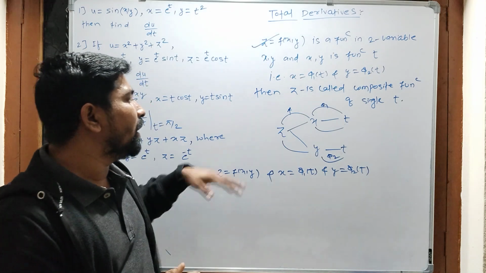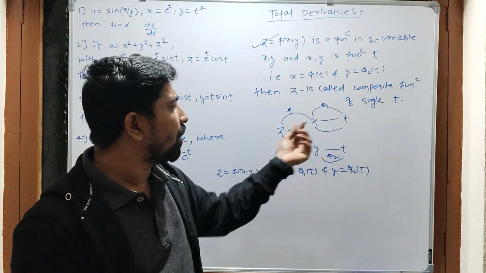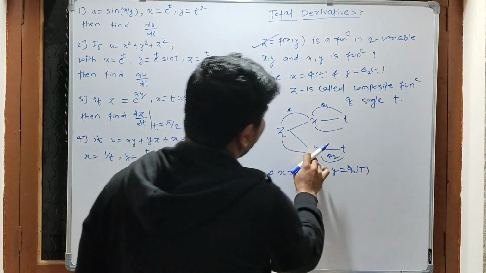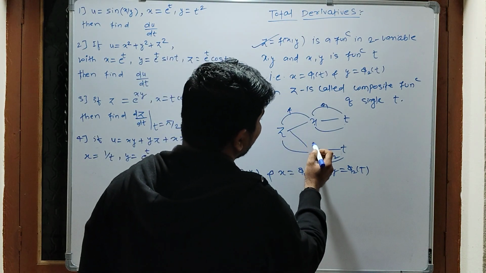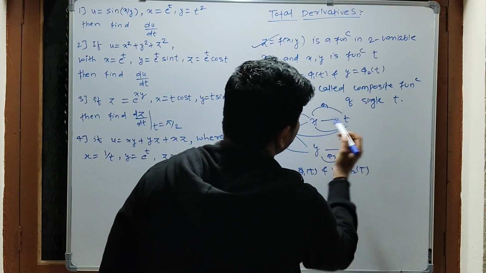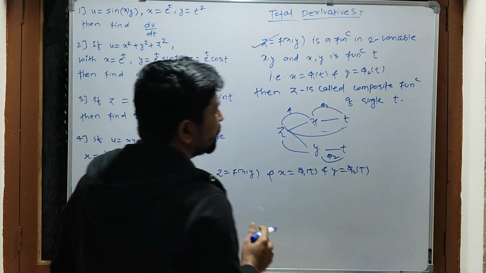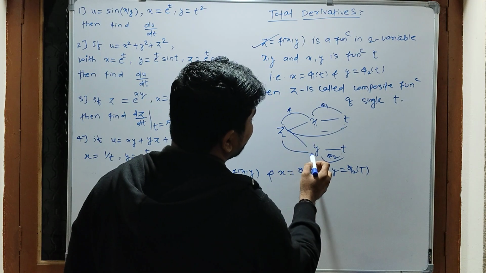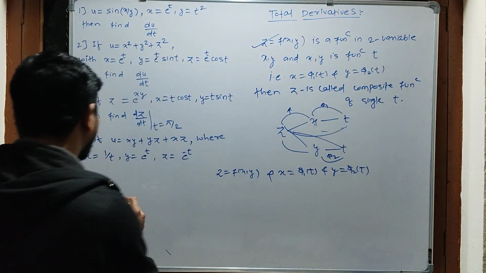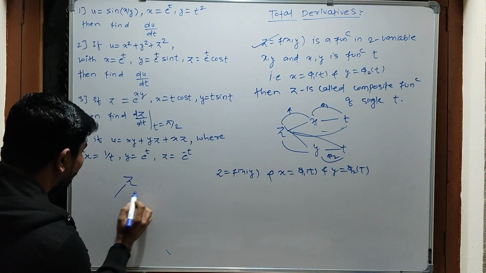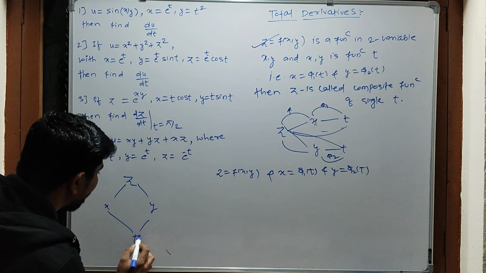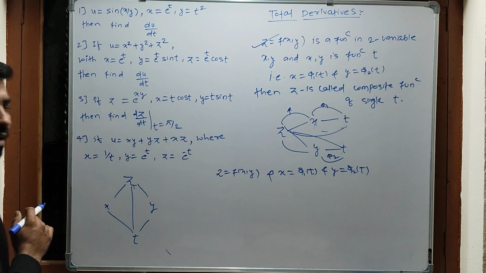Therefore the total derivative of z with respect to t: z is the function of x, y and x, y is the function of t, then z is the function of t. In the same way, z is the function of x, y, and x, y is the function of t, therefore z is the function of t through this. So z is the function of the single variable t.